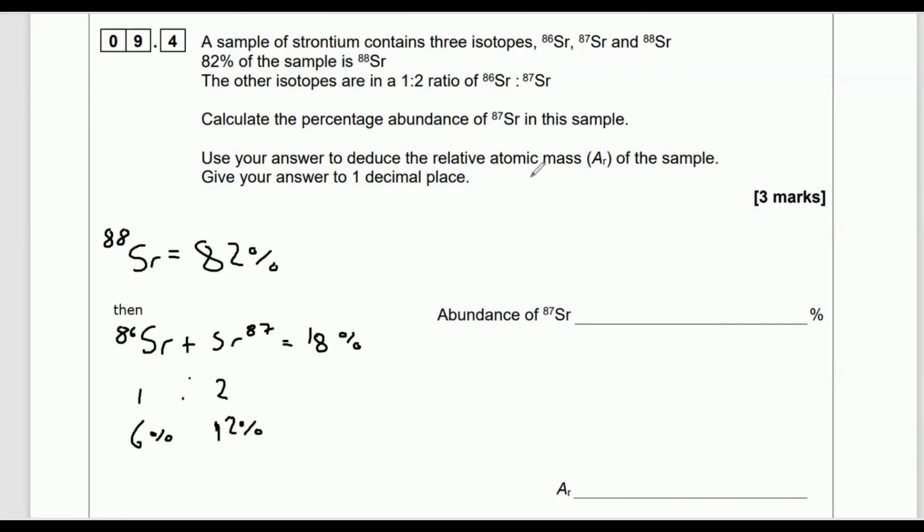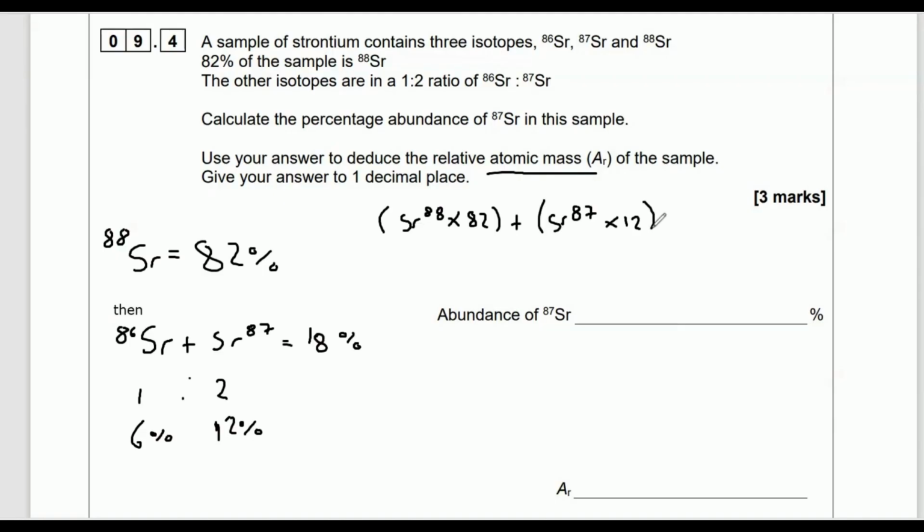Let's go to the next bit. Deduce the relative atomic mass, the Ar, of the sample and give your answer to 1 decimal place. They're obviously the other 2 marks. So working out the Ar and then rounding it to 1 decimal place is going to be the 3rd mark. So what we're going to do here is just what you do for any normal Ar. You're going to do the abundance times the mass number of each isotope, add that all together to get the sum, divide it by 100, and voila.